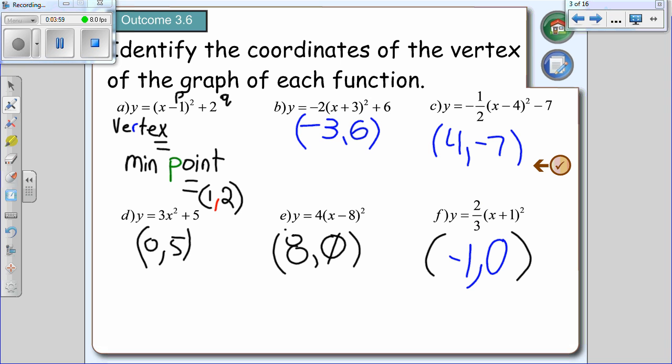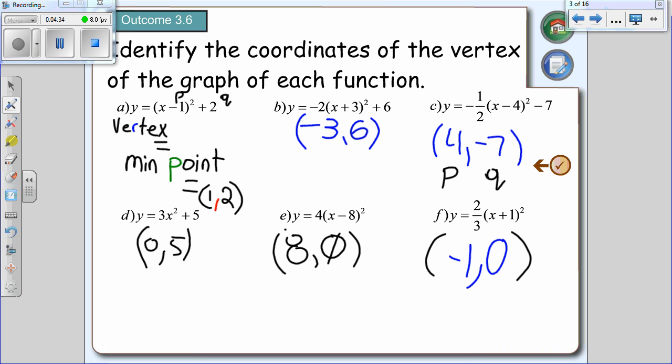Second one, p is -3, q is 6. That's your vertex. Next one, p is 4, q is -7. That's your vertex. Works every time, if it's in standard form. This one doesn't look like standard form, but it is. Your p is just 0, and your q is 5.